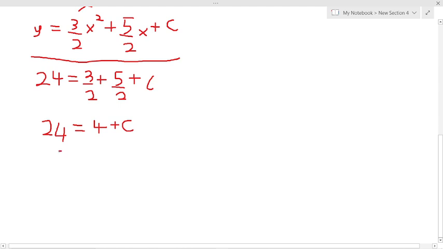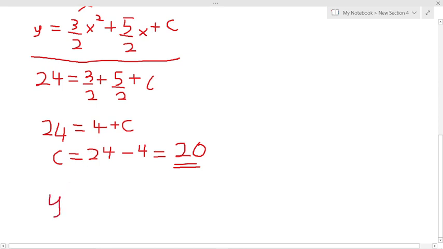And then our c now becomes 24 minus 4, which is now equal to 20. So this is the value for our constant c. So we can simply put it here.